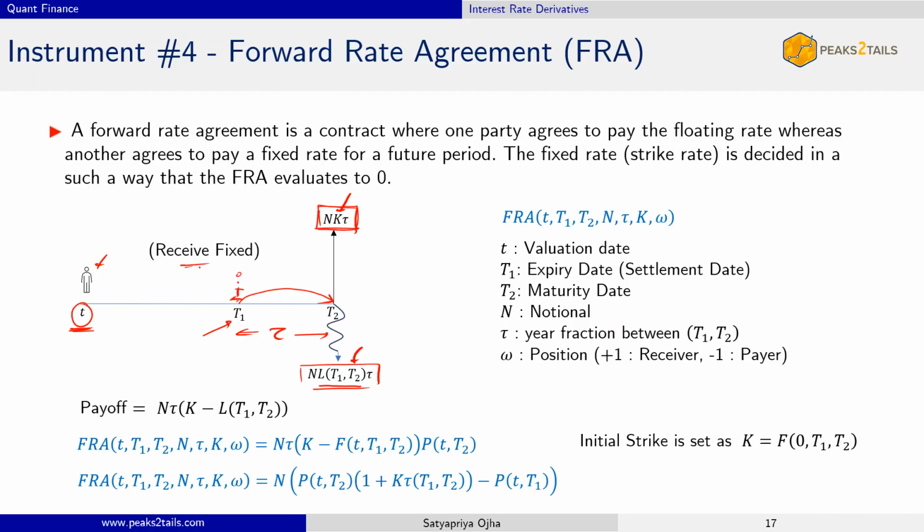Okay, so this is the arrangement. And in this particular case, we call it a receive fixed because you are receiving the fixed coupon. So fixed receiver. You can just say receiver also. When we say receiver or payer, it is always with respect to the fixed one. Who is receiving the fixed one? Who is paying? If you just say this is a receiver FRA, it is understood that you are receiving fixed. It's always with respect to fixed. Now, question is, how do we value this?